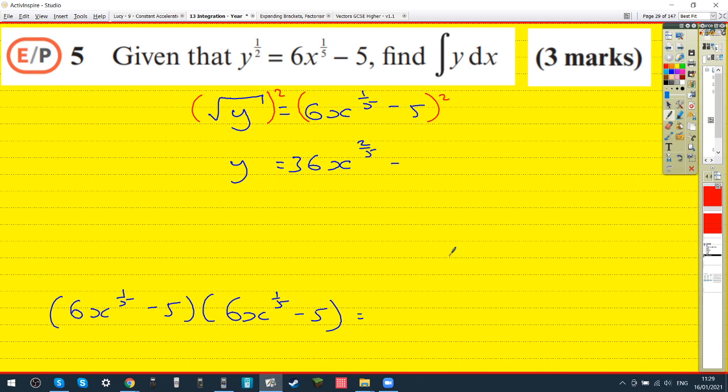So would it become 36x to the 2 over 5 minus 60x to the power of a fifth? Or would it be 2/5? A fifth. Multiplying changes the power. Yeah, plus 25. That's it. Okay. And now let's integrate it.